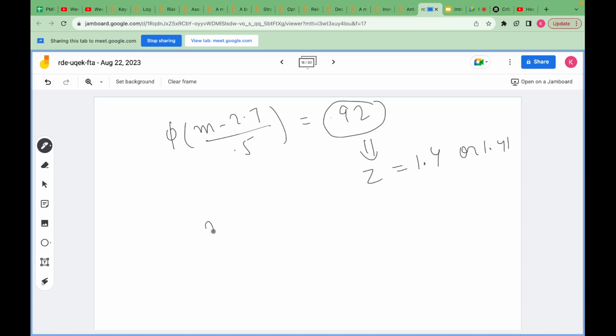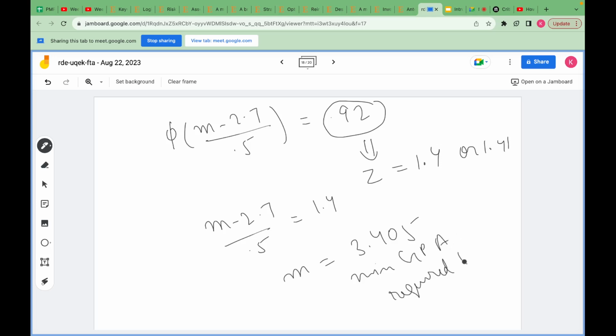So (m minus 2.7) divided by 0.5 equals 1.4. From here we get that m equals 3.405. So the minimum GPA score required to graduate is 3.405.